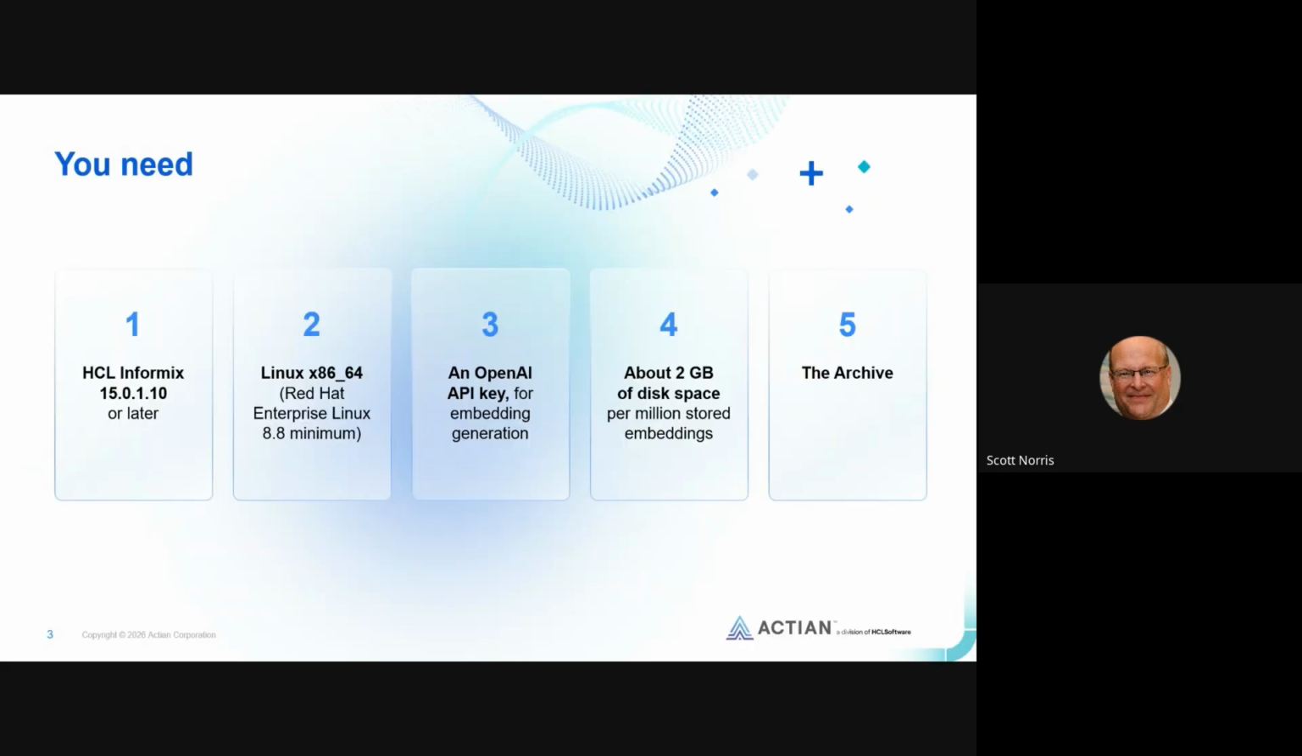First, we're going to recap what we need. You'll need HCL Informix 15.01.10 or later. This does not run on IBM Informix. We are running this on a Linux Red Hat 8.8 or higher VM. You also need an OpenAI API key for embedding generation. We need about 2 gigabytes of space. And then finally, the archive.